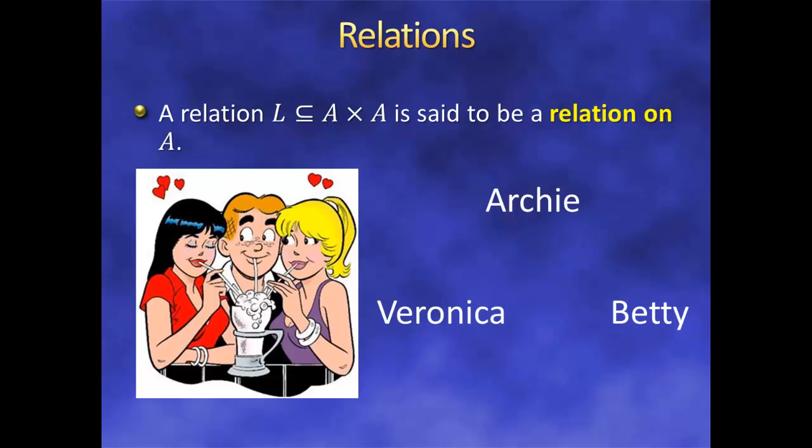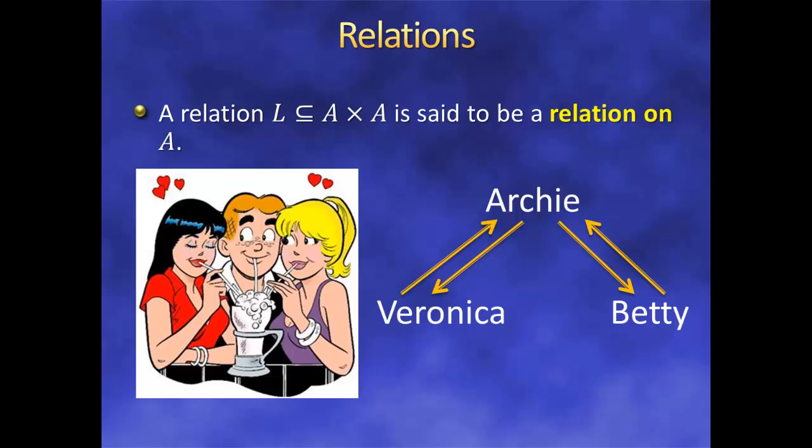Suppose we have the following relation. Archie likes both Betty and Veronica. Betty likes Archie, but does not like Veronica, at least not when she's fighting Veronica for Archie's affection. Similarly, Veronica likes Archie, but does not like Betty.